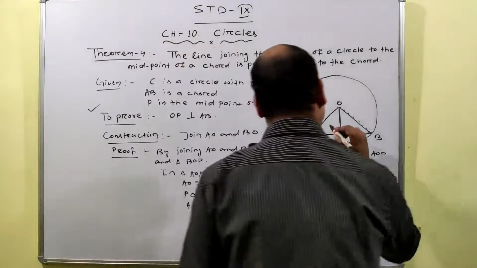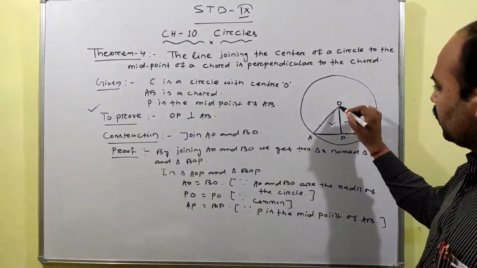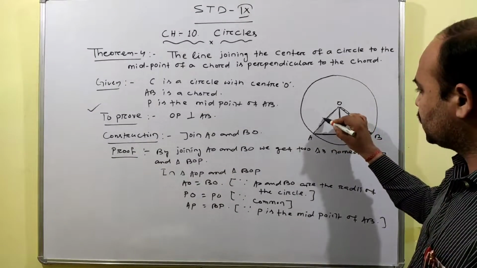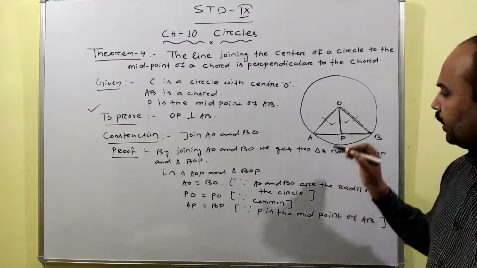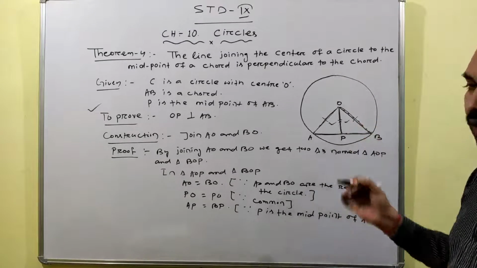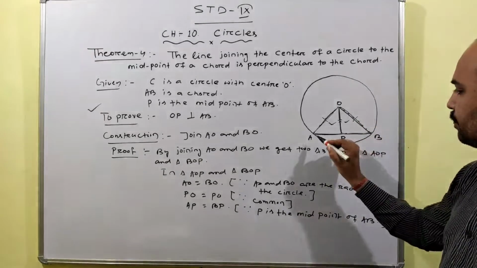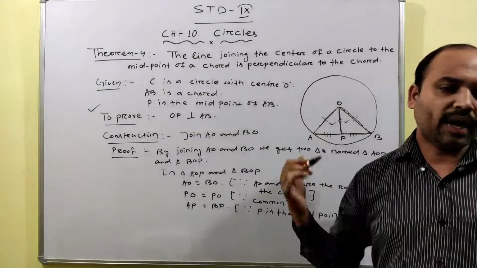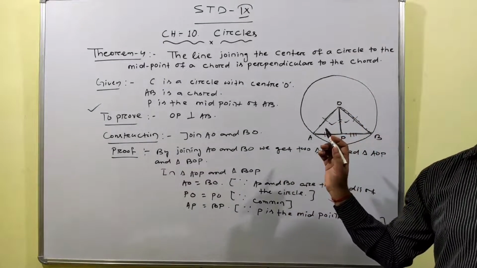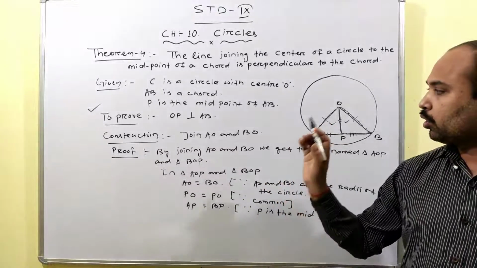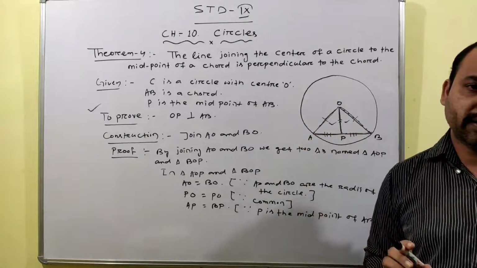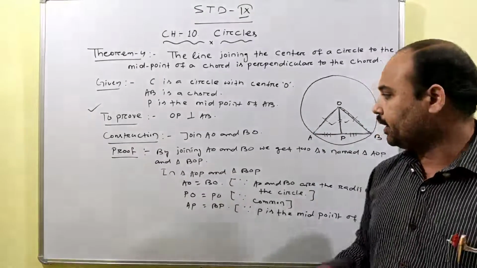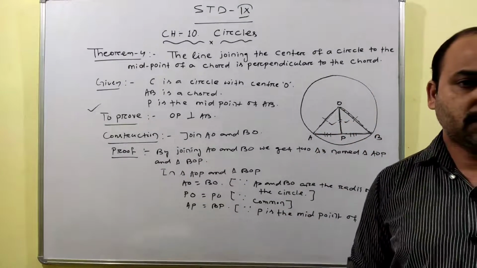Now what did we get here? In these two triangles, you got OA and OB are equal. It means this one and this one are equal. Then OP is common for two triangles. Next, AP equal to BP. It means in these two triangles, three sides are equal to the corresponding three sides of another triangle. According to the side congruency criterion, these two triangles are congruent.